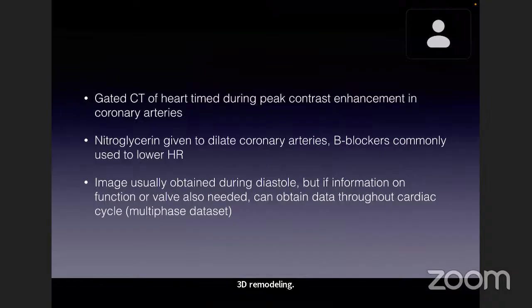Gated CT of the heart is timed during peak contrast enhancement. For the coronary arteries, nitroglycerin is given to dilate them, and beta blockers are commonly used to lower heart rate. Images are usually obtained during diastole, but if information on function or valves is also needed, data can be obtained through the cardiac cycle as a multi-phase dataset.